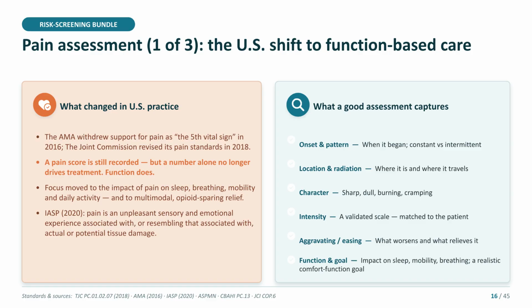Let's begin the risk screening bundle with pain assessment. U.S. practice has shifted away from using pain as a mere fifth vital sign. Today, the focus is on how pain impacts sleep, breathing, and daily function. Effective assessments capture onset, location, intensity, and a realistic comfort function goal.